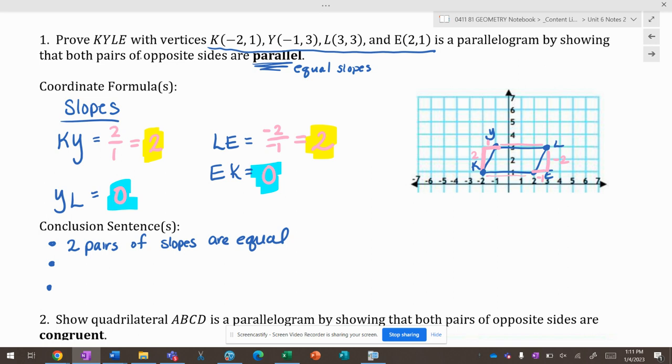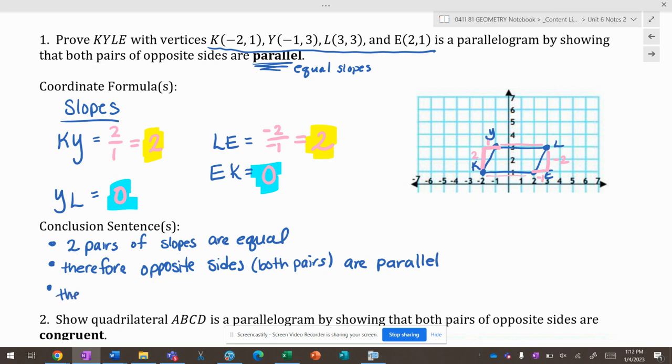2 pairs of slopes are equal. Therefore, opposite sides, and it's both pairs, so both pairs of opposite sides are parallel. Then the last step is, okay, so if you have a shape where both pairs of opposite sides are parallel, what kind of shape is it? It's a parallelogram.